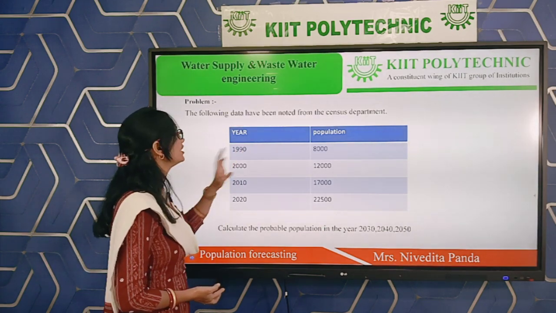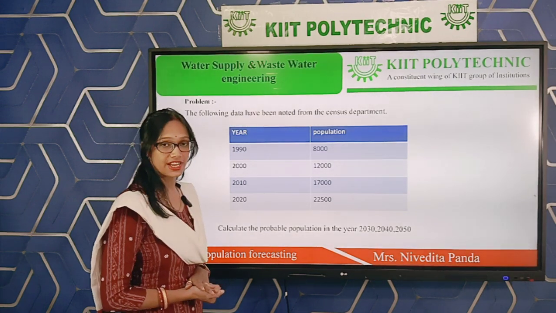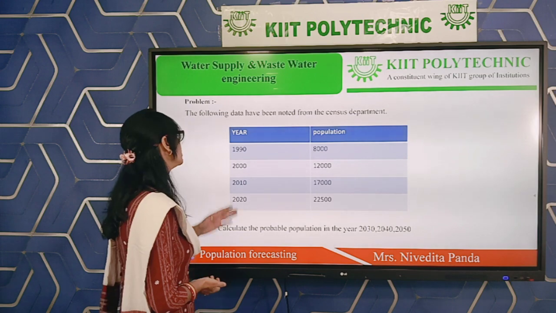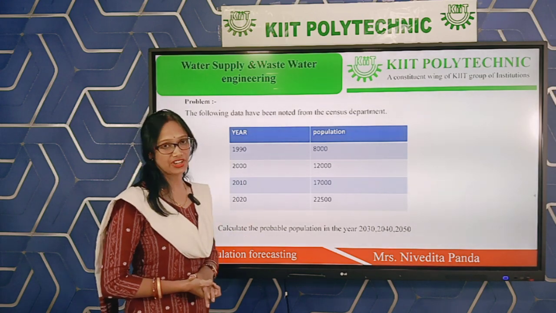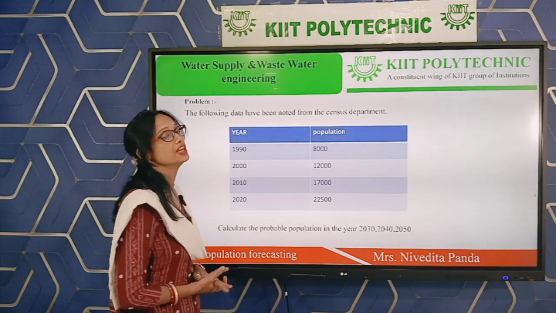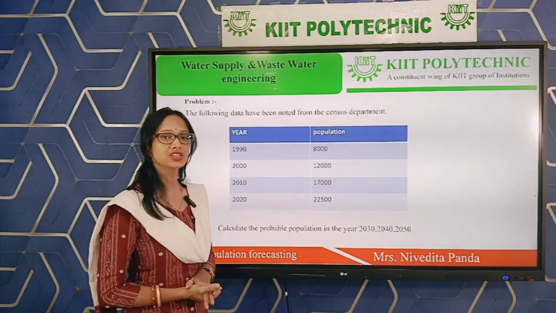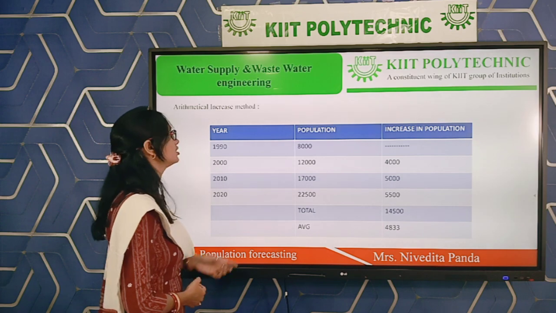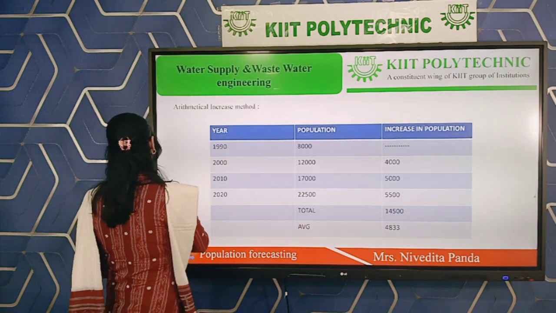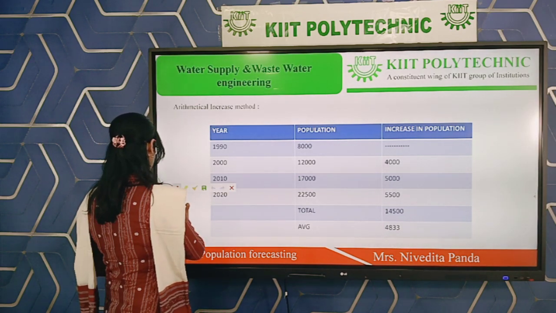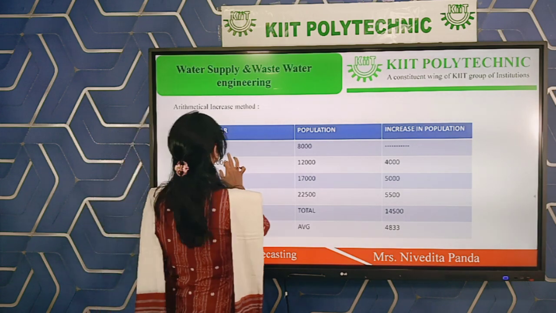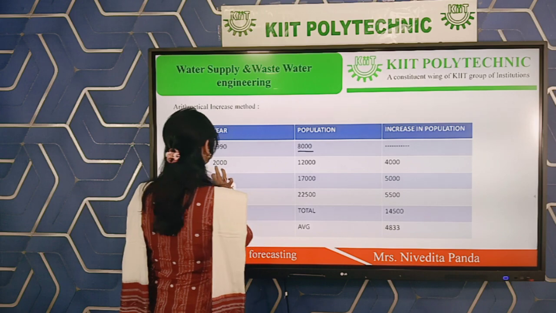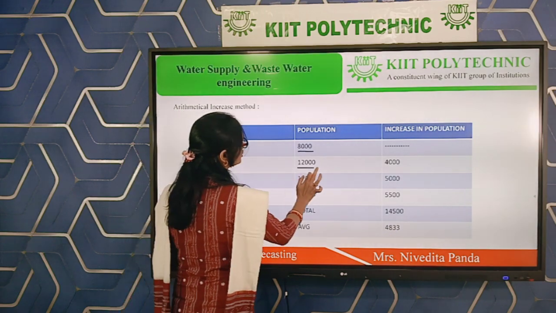For that, we have recorded the previous four decades. In 1990 the population was 8,000, in 2000 the population was 12,000, in 2010 the population was 17,000, and in 2020 the population was 22,500. So by using the arithmetical increase method, we will calculate the population of that particular area. In 1990 the population is 8,000, and in 2000 it is 12,000.